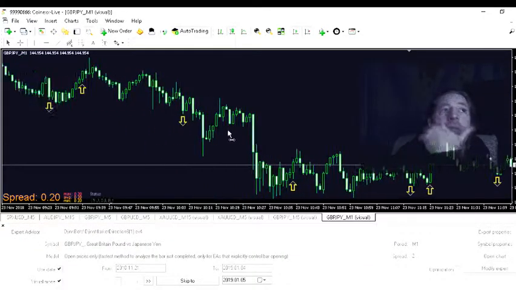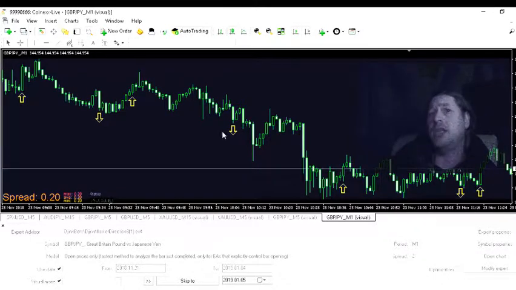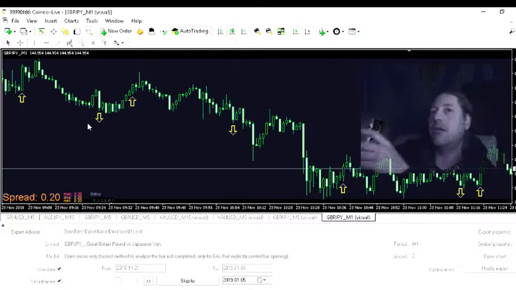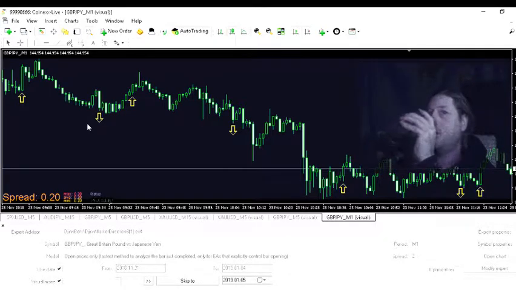This is on a pound yen 1 minute chart, and I'm just going over one of the indicators that I made, deciding if I want to do a robot out of it. Technically, I guess it is a robot. It's an expert advisor, but it just sends out a sound alert and draws an arrow. It doesn't actually open any trades.